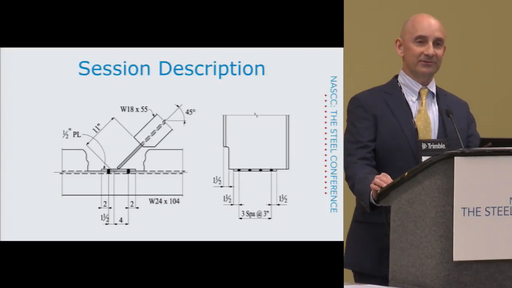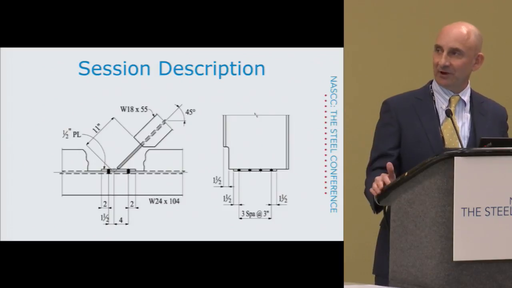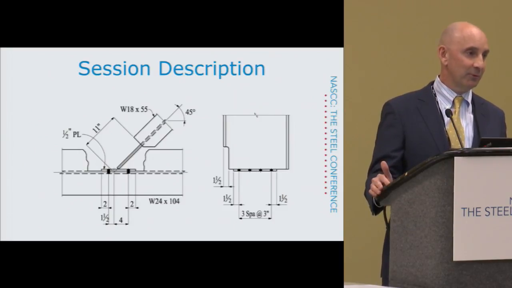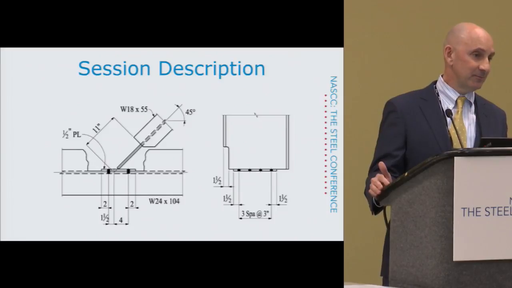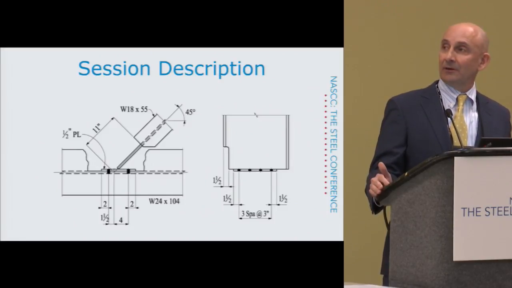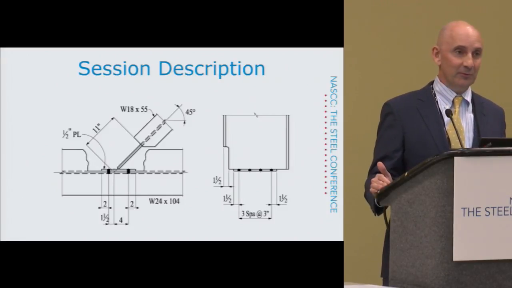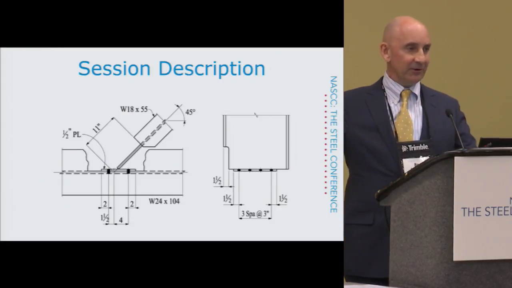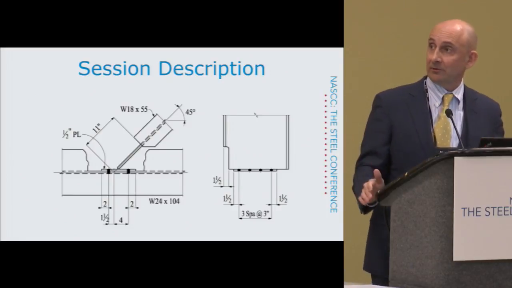But the problem is that it's skewed, so that 45 degrees is going to cause an increase of about 40% on your cope length. In this case, from the center of the W24 to the face of the cope is 11 inches. So you can see with just a 45-degree skew, we've increased our cope significantly. And that's a pretty common connection. In fact, I just did one similar.